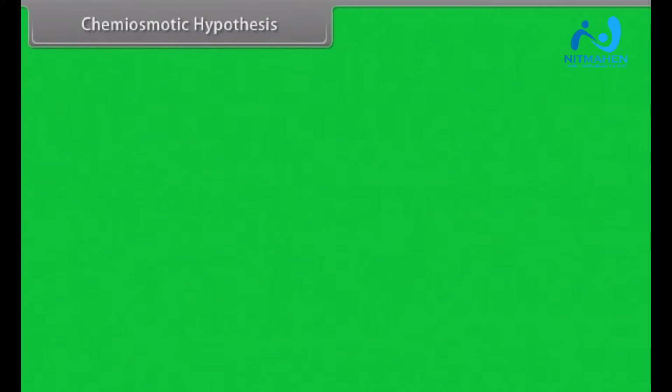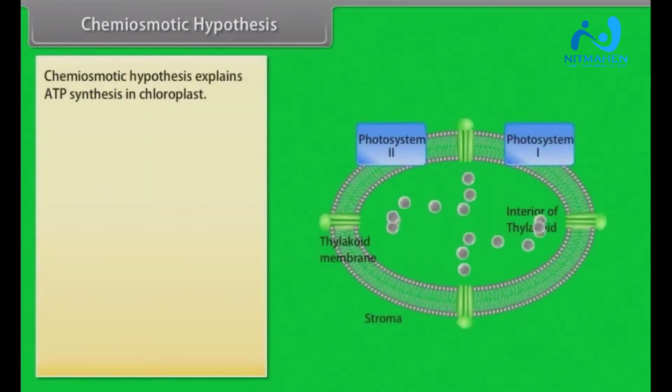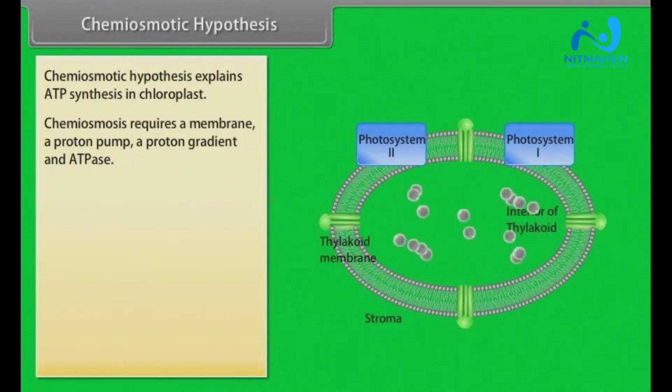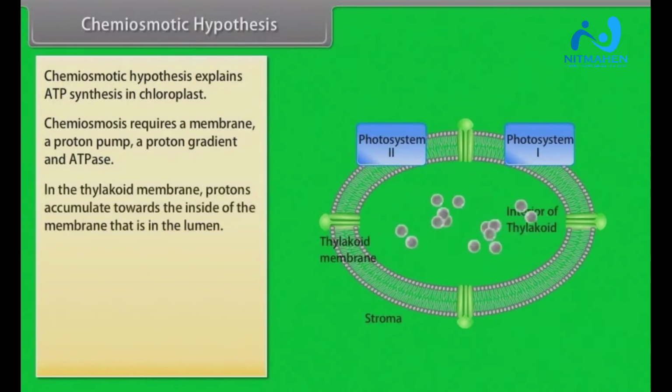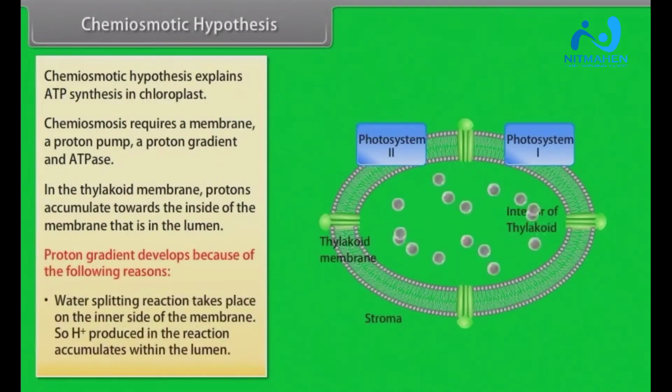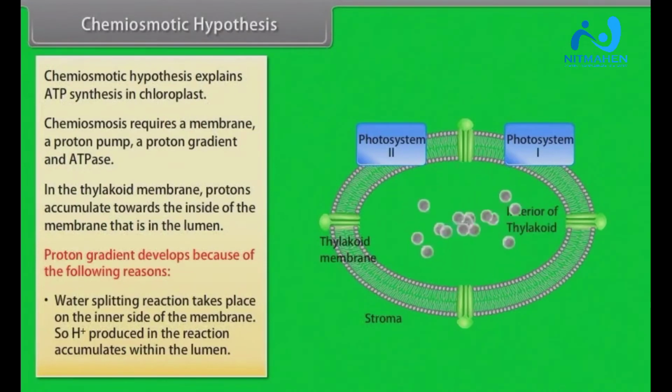Chemiosmotic hypothesis. The chemiosmotic hypothesis explains ATP synthesis in chloroplast. Chemiosmosis requires a membrane, a proton pump, a proton gradient and ATPase. In the thylakoid membrane, protons accumulate towards the inside of the membrane, that is, in the lumen. The proton gradient develops because of the following reasons. The water splitting reaction takes place on the inner side of the membrane, so hydrogen ions produced in the reaction accumulate within the lumen.